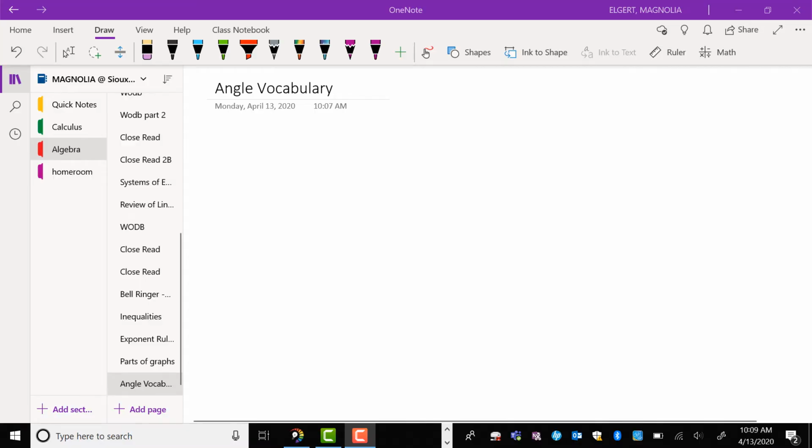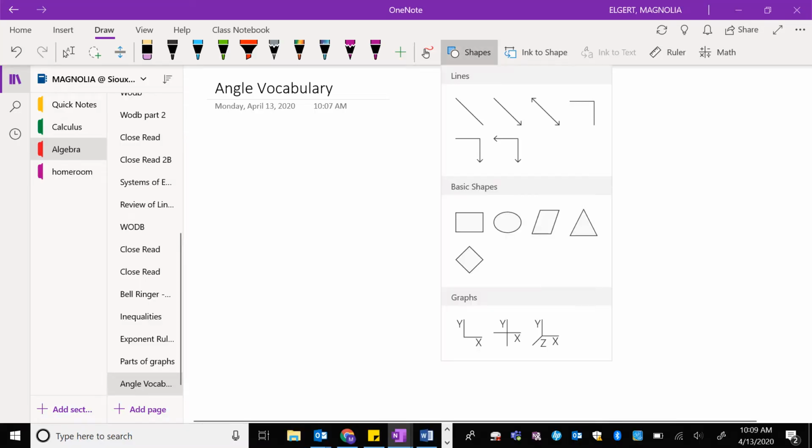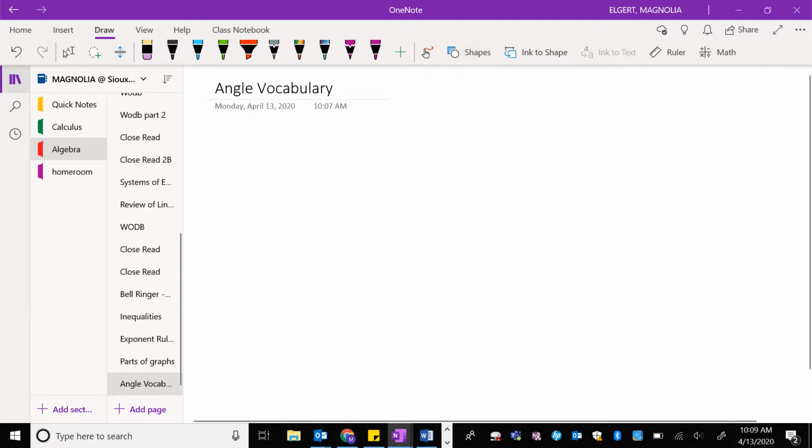For this geometry lesson, we're going to talk about angle vocabulary. So angles are made from two rays. So here's a ray, and I'm going to add another one at an angle. I think most of you are familiar with that word angle.